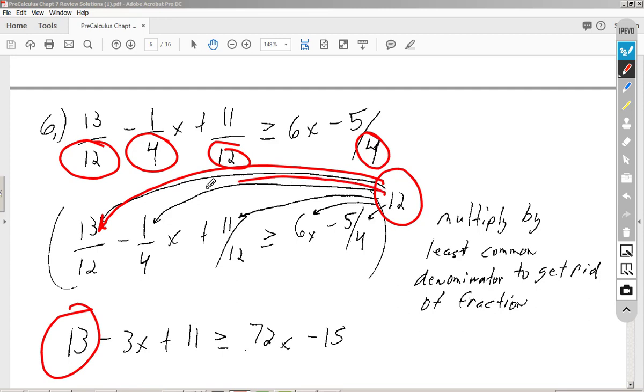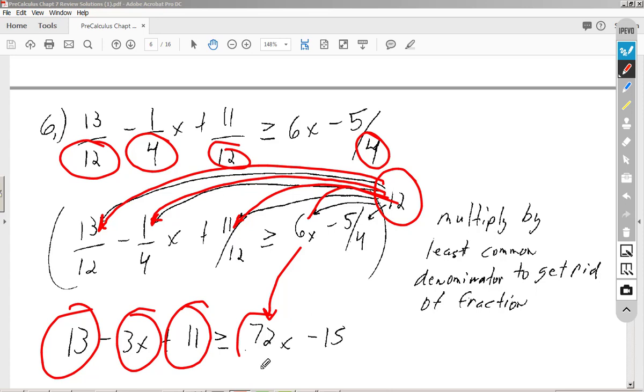I multiply this 12 into the second term, and 12 divided by 1/4 is going to be 3x. When I multiply 11/12 by 12, the 12's cross out. I'm just left with 11. 12 times 6 is going to give me that 72. And then 12 times 5/4. So remember 4 and 12, they reduce down to 3, and 3 times 5 is going to be negative 15.